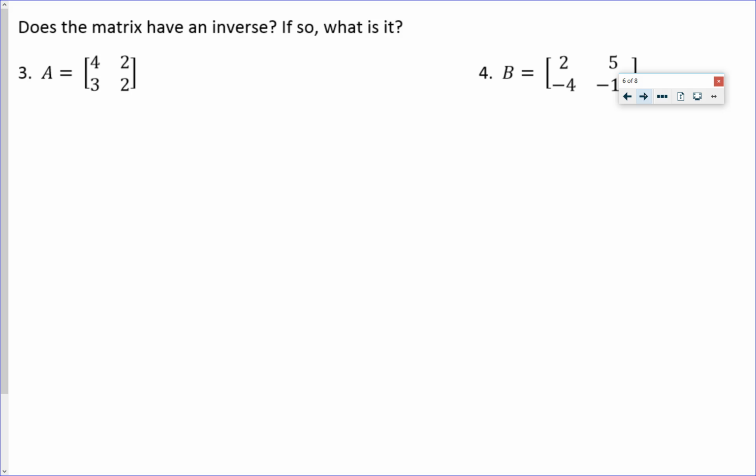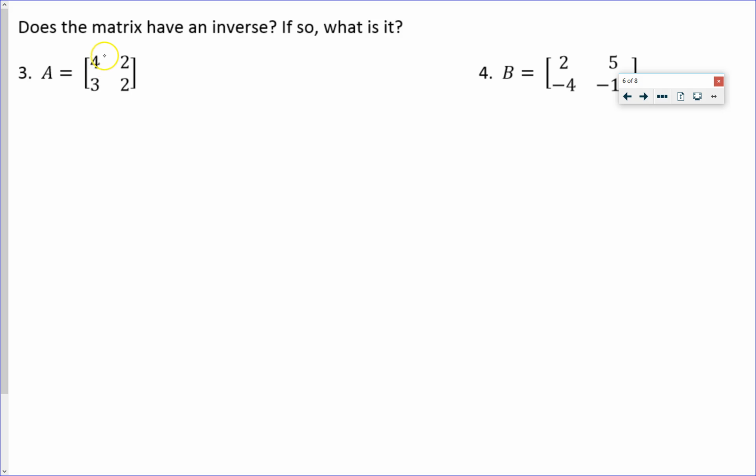Why would it matter if the determinant is 0? Yeah, you can't divide by a 0, right? If that's part of my determinant, 1 over 0, not a thing, right? Remember, fractions are parts over wholes. I can't have a cake if there is no cake, right? So we can't divide by 0.